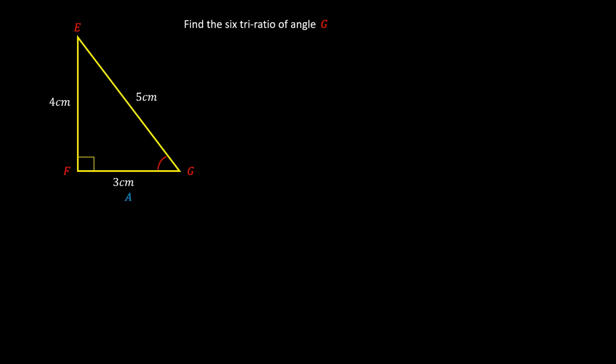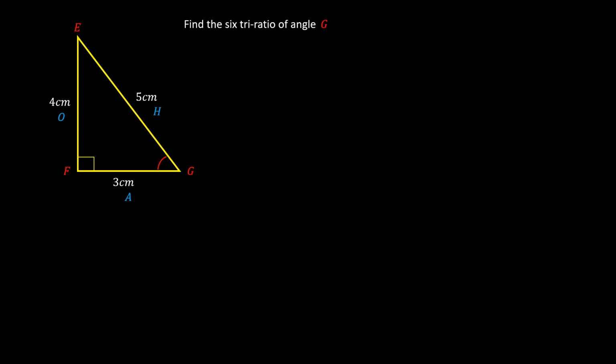Look at this example. I have this triangle EFG, which has a right angle at F. Side EG is 5 centimeters, side EF is 4 centimeters, and side FG is 3 centimeters. I want to find the six trigonometric ratios of angle G. This is angle G, and these are the sides of angle G. So the short side is the adjacent, which is 3 centimeters, and the long side is the hypotenuse. So the third side will be the opposite.